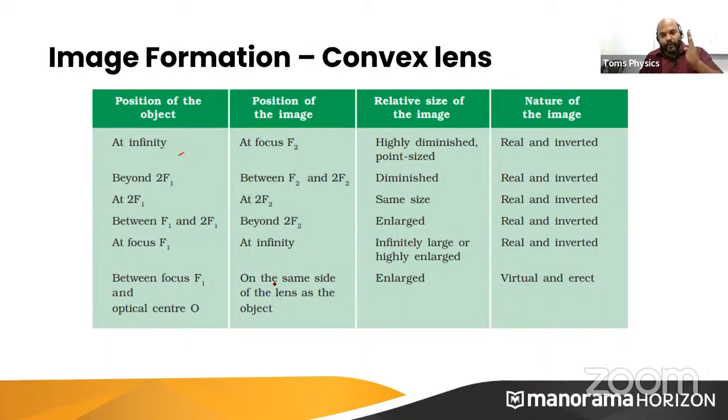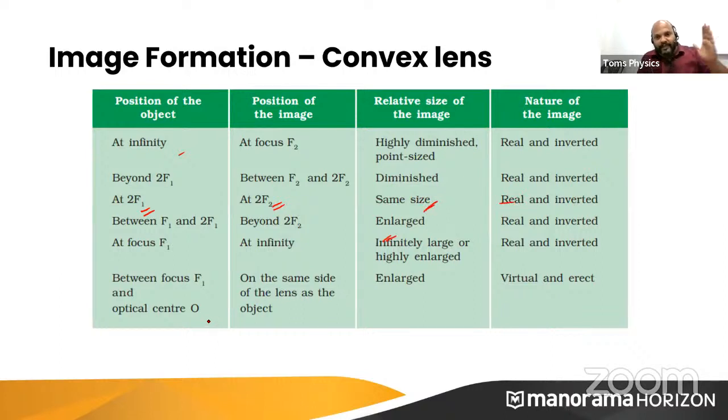If you reach 2f, this corresponds to the center of curvature for the mirror case. In the previous case, what did we have? If the object is at the center of curvature, the image is also at the center of curvature. The same thing happens here. If the object is at 2f, the image will also be at 2f. It will be the same size as the object, and it will be real and inverted.